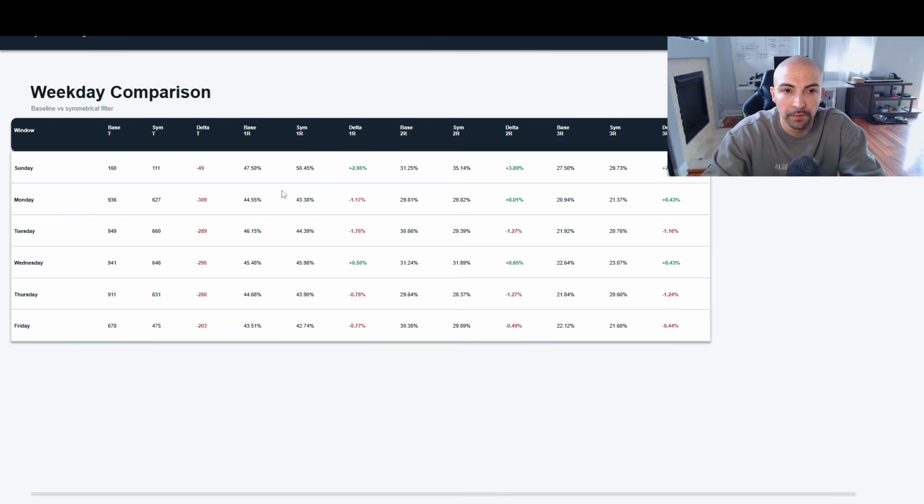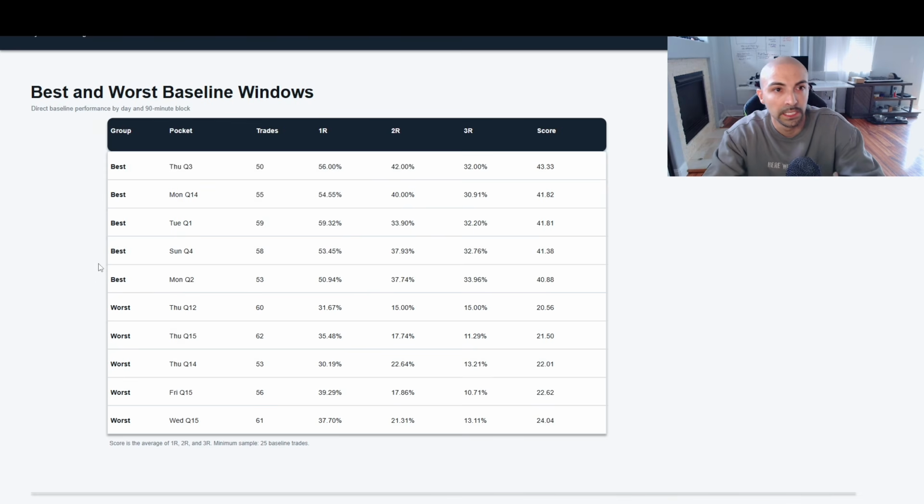Honestly, anything below 50% for a 1R, you're better off going and putting it on black or red at the roulette table. 2R, same thing, nothing good. All right, and here is the best and worst baseline windows. Okay, so this is a little bit of a combination between the 90-minute quarter and the day. So this is where we have some improvement.